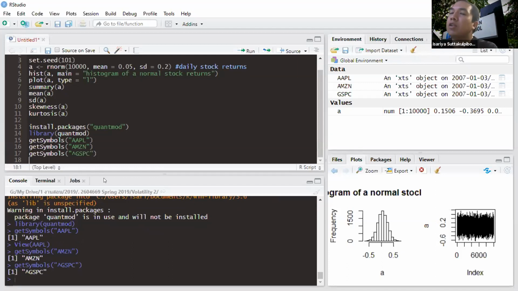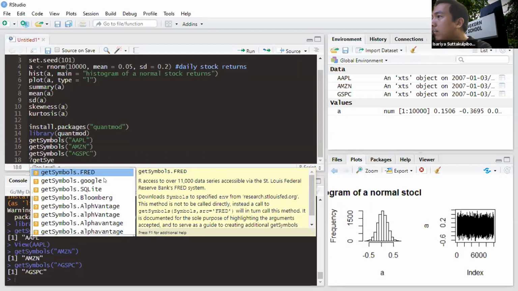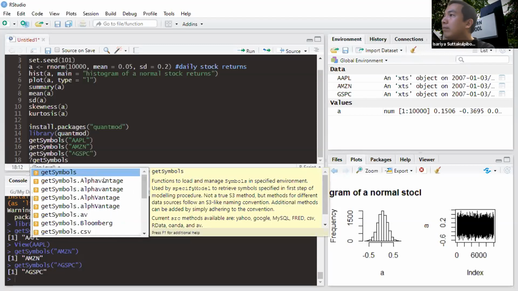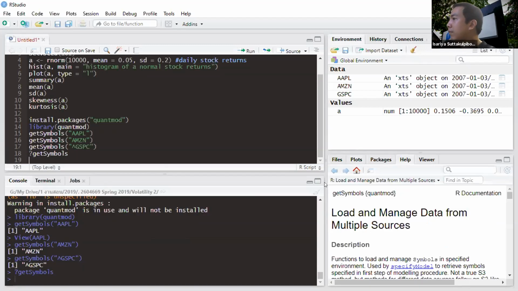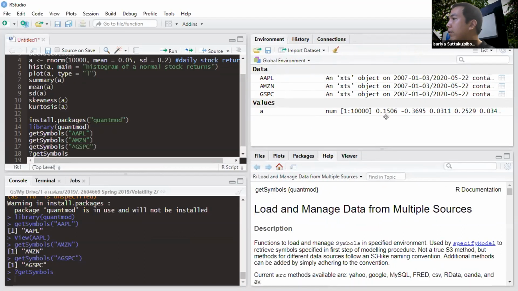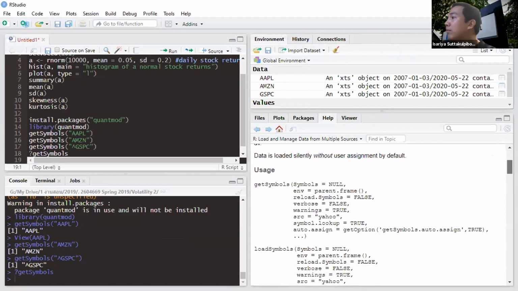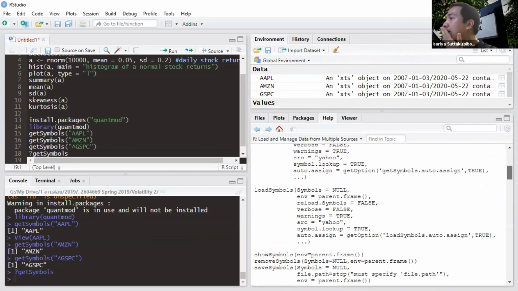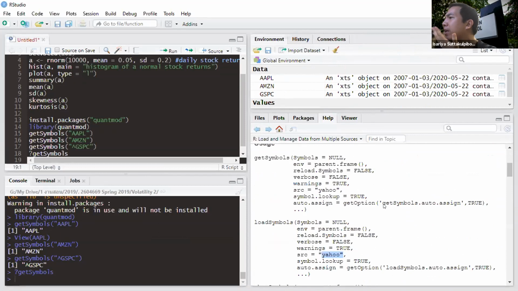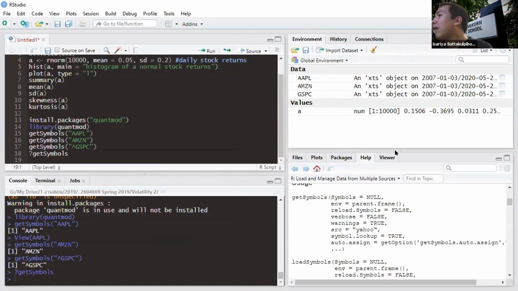If you Google this, get symbols help, get symbols. So you can see that you can load and manage data from Yahoo Finance, and there are multiple options. You can import from source Yahoo or from somewhere else. And there are other options too, like daily price, monthly price, weekly prices, from which time period, you can use this function. All right, here's what I want to show you.